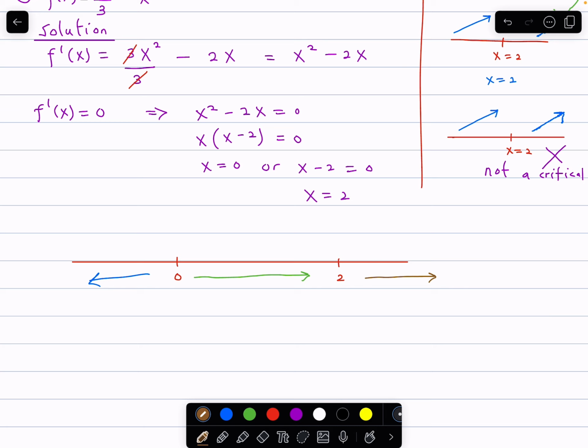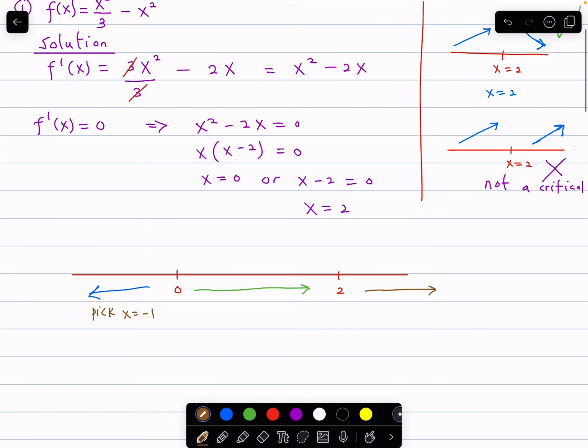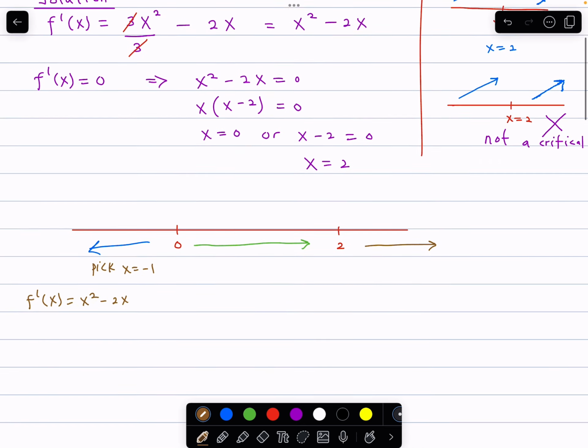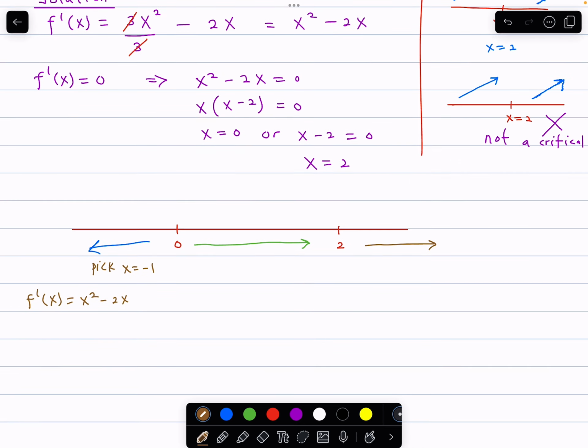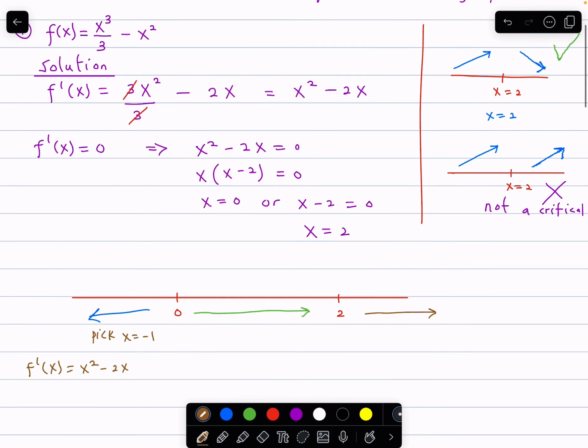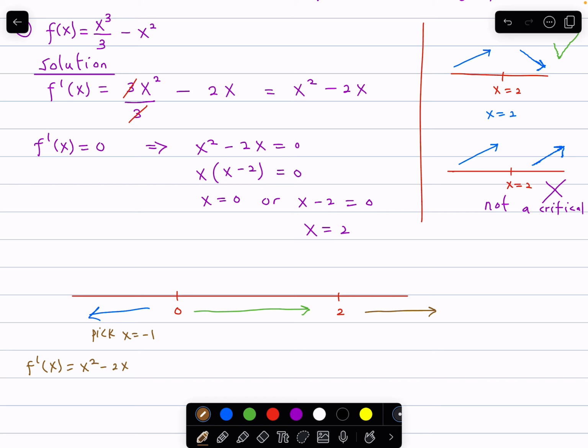Let me say I pick x equals -1. So I'm going to plug it into the first derivative. The first derivative is f prime of x equals x squared minus 2x. So I'm going to plug in -1 into that to check if it's greater than 0 or less than 0, because that way I'll be able to check if the function is increasing or decreasing in that interval.